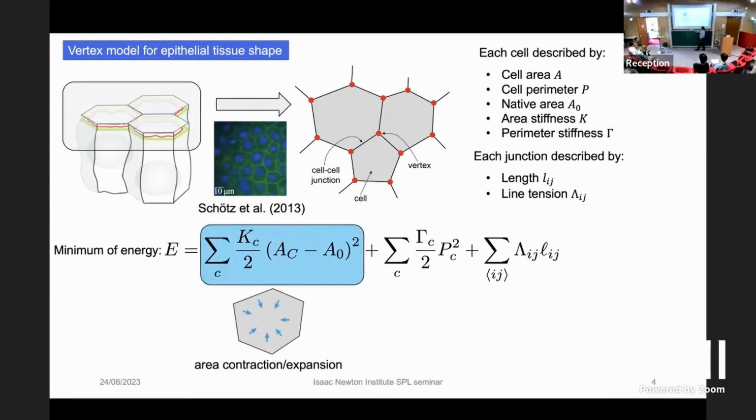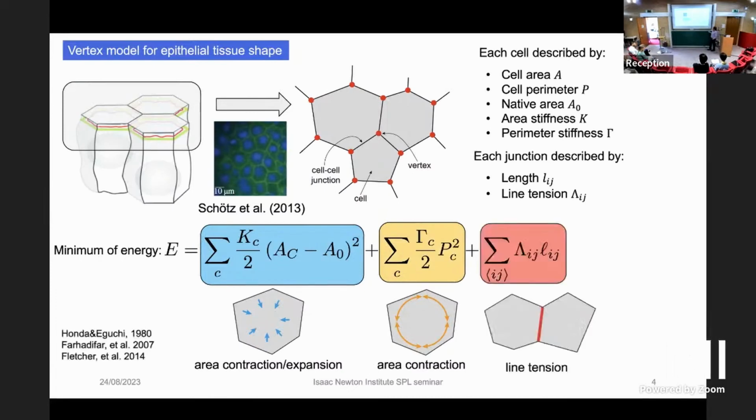So there are 2 terms. The first term is essentially the penalty of changing the area of the cell, and it has to do with the fact that the cell more or less conserves its volume. So if you try to change the height of the cell, you're going to change the projected area. There is a penalty of changing the perimeter because there is this cortex up here which is trying to contract the entire cell, and then there is a line tension between neighboring cells, which can be either positive or negative. In the next slide, I'm going to combine these 2 terms in a convenient way for further analysis.